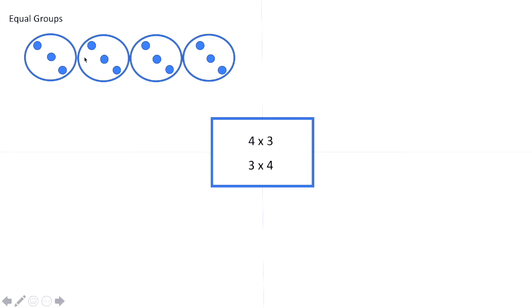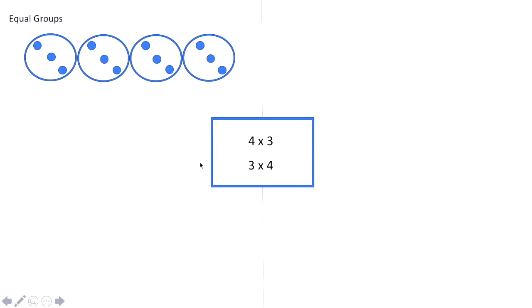So we have 3, 6, 9, 12 dots. So 4 times 3 is 12. Well, we also know that the same is true for 3 times 4, that it should be 12, but we're going to represent this now with 3 groups of 4.